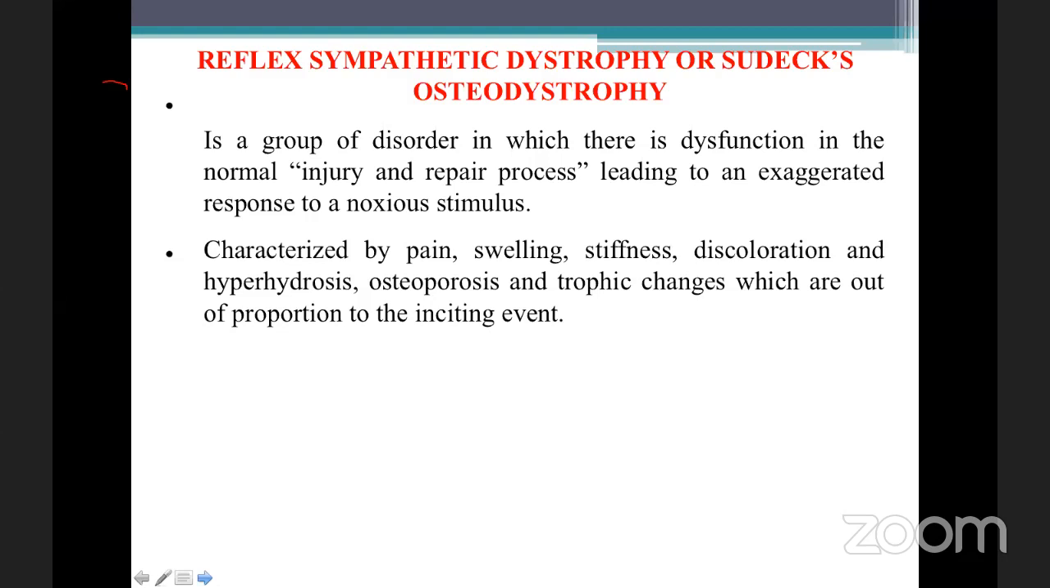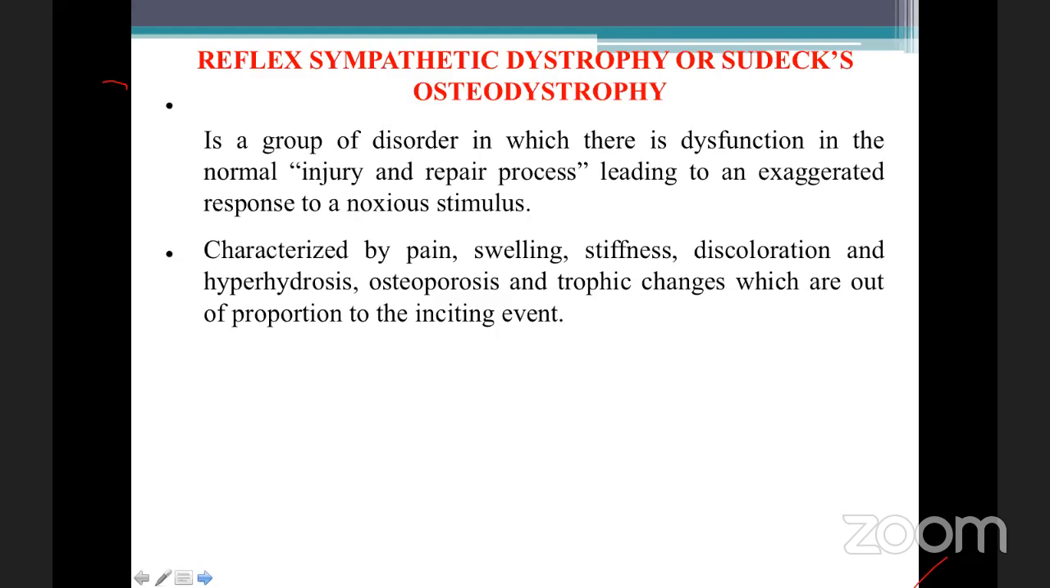Basically, it's a group of disorders where there is a dysfunction in the normal injury response, leading to an exaggerated response to a noxious stimulus. Basically, there is out of proportion pain. Usually patients will have pain, but there are some patients who will have pain out of proportion to it. We think the patient will have some psychic problem, but it's not a psychic problem. It's something very pathological. It's characterized by pain, swelling, stiffness, discoloration, hyperhidrosis, osteoporosis, and trophic changes, which are out of proportion to the inciting event.